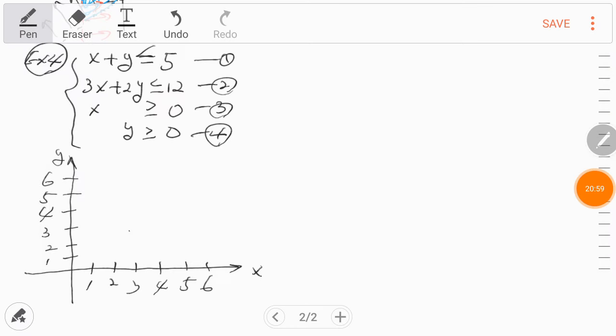Okay, in this exercise, example 4, let's graph the system of linear inequalities. There are 4 inequalities, so let's draw each inequality.